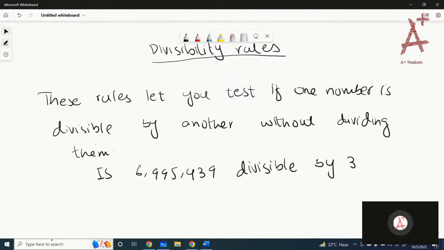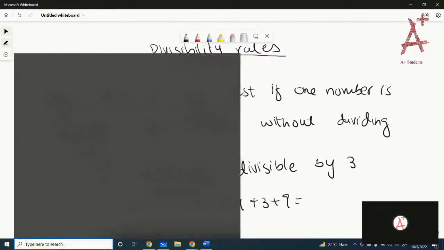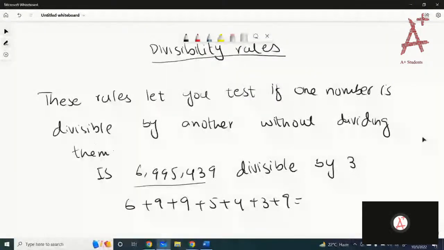Okay, so for every number the divisibility rules are different. The divisibility rule for 3 is you have to find the sum of all the digits. Just add all the digits: 6 plus 9 plus 9 plus 5 plus 4 plus 3 plus 9. If the sum is divisible by 3, the number is divisible by 3. Got it? So let me just add them.